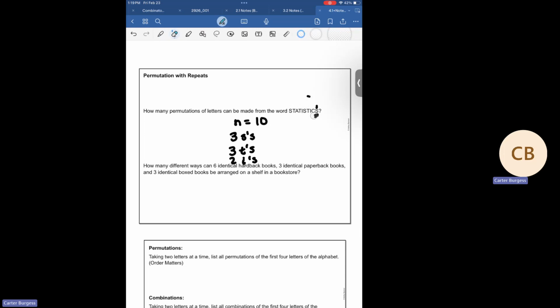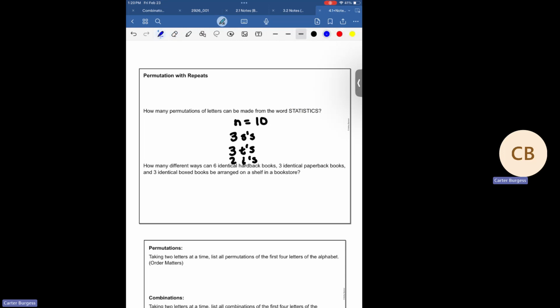Okay. What about the T's? What if I start trading around the T's? Like this T goes here, this T goes here, and maybe the other one just stays the same. Is that going to create a new string of letters? No. Okay. And the I's as well, right? I could shuffle the I's between the two. There are only 2 different ways really to do that. And that's not going to create a difference.